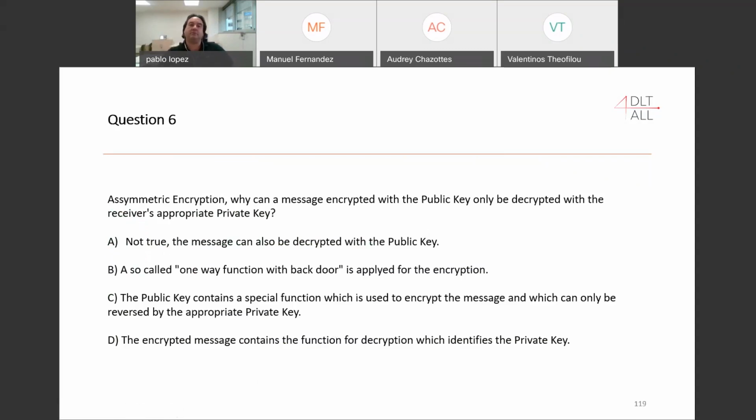Asymmetric encryption. Why can a message encrypted with the public key only be decrypted with the receiver's appropriate private key? So in asymmetric encryption, why can a message encrypted with the public key only be decrypted with the receiver's appropriate key?